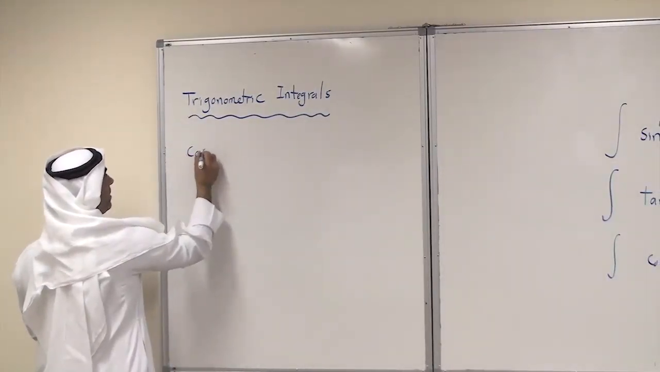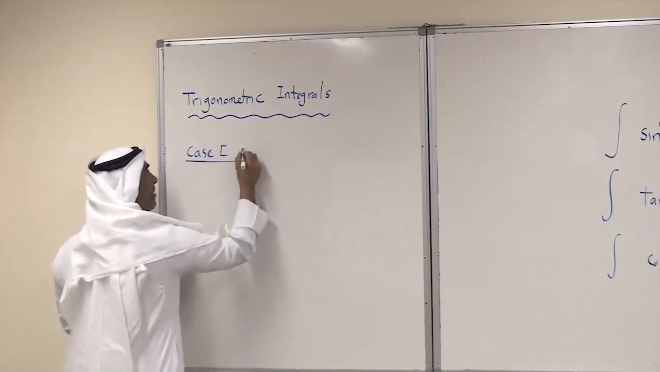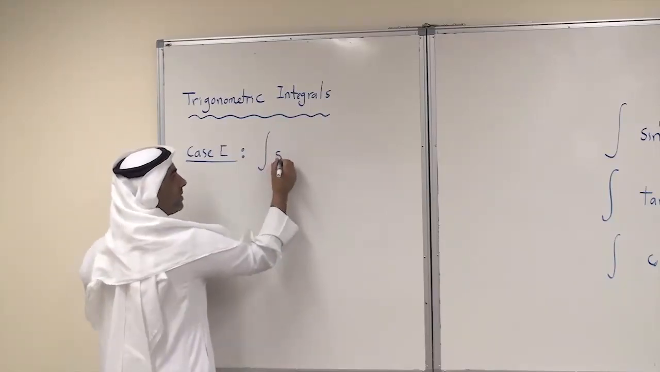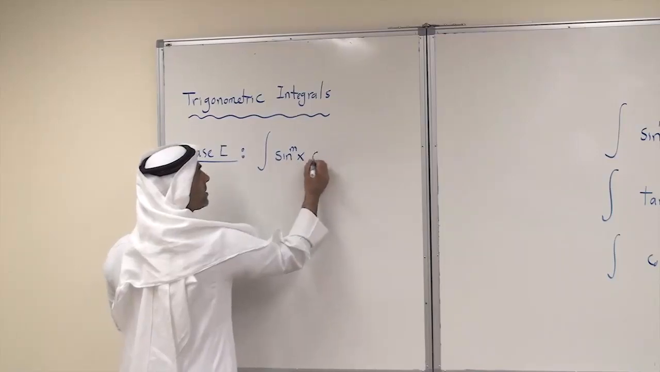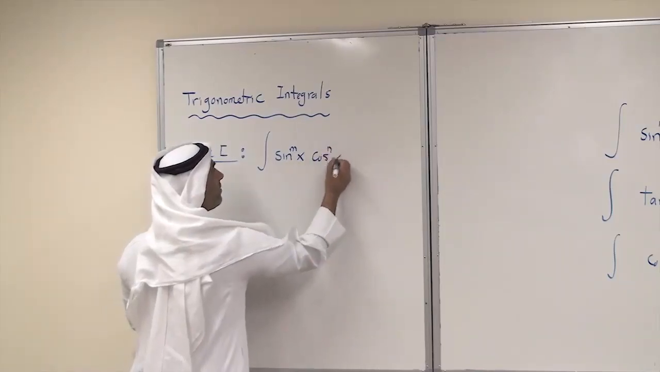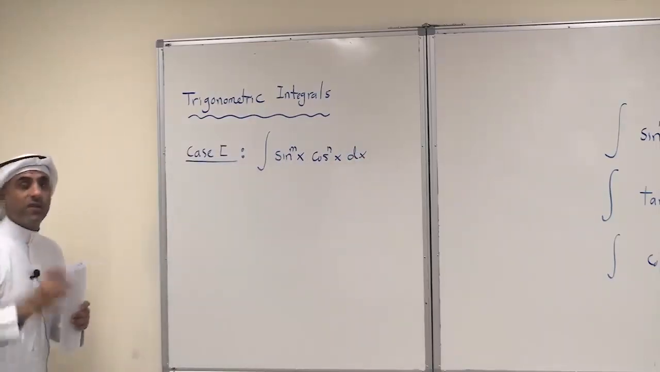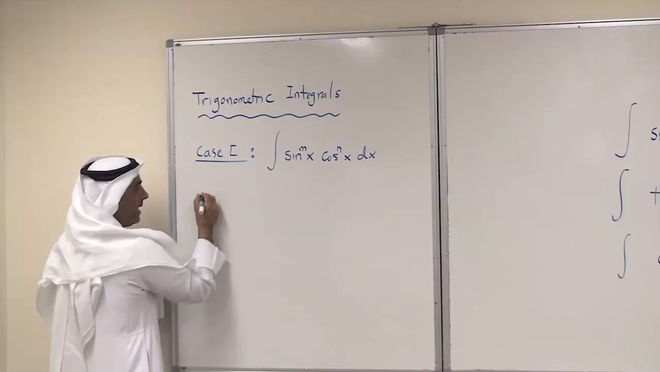Case number one, we will talk about the following case. I'm listing here the integral of sine to the power m of x cosine to the power n of x dx. And we discuss two or three different cases here. The first one, let me call it part A.